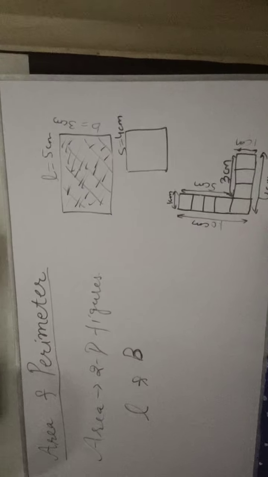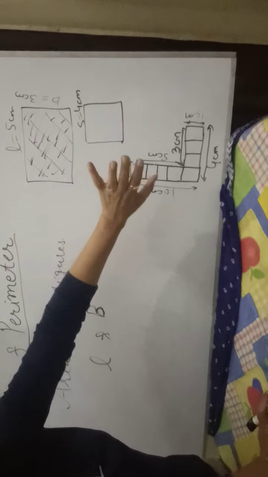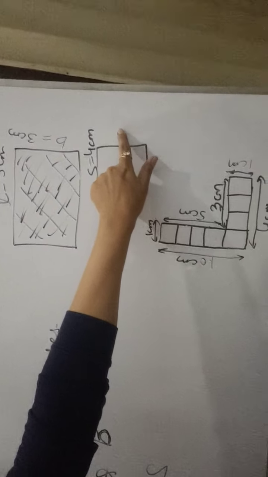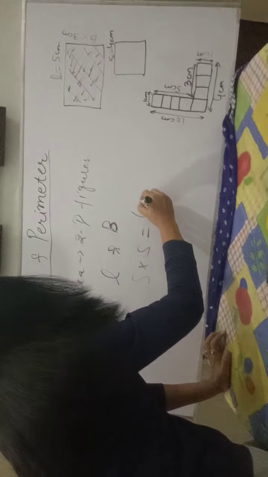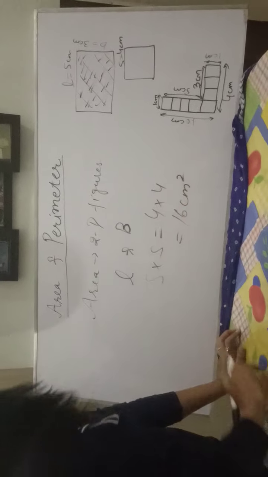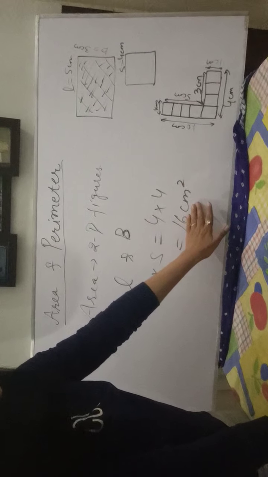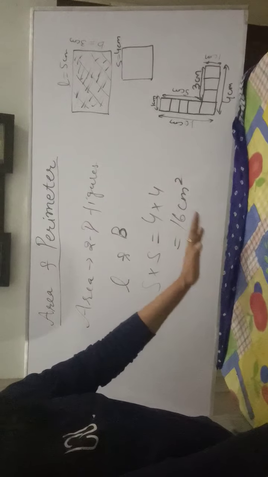Then how will you find the area of this? I have told you in rectangle case length into breadth. Same is with the square. We can write s into s. Why s into s? Because breadth is also of 4 centimeters. So I have written s into s is equal to 4 into 4 is equal to 16 centimeter square. Same case, while finding area, units should be in square unit always. Always remember, in area units will be in square units.